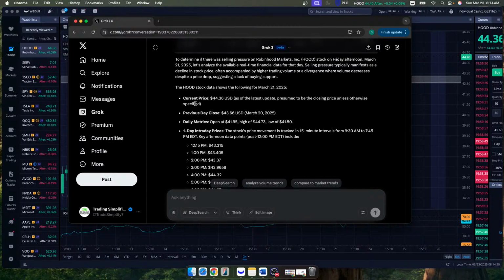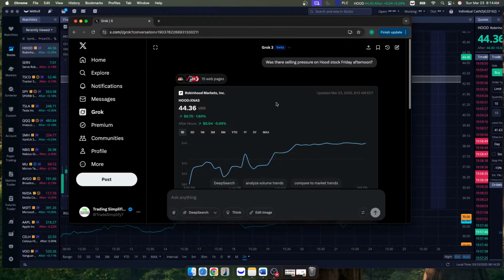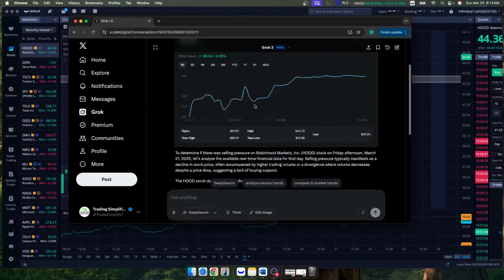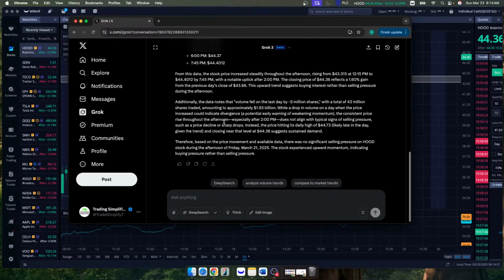The data shows the current price, $44. I asked it exactly what your question was: was there selling pressure on Hood Friday afternoon? And it's showing that. Additionally, the data, was there any news? Therefore, based on, this is not very good. Let's just see here. Hood stock was there.